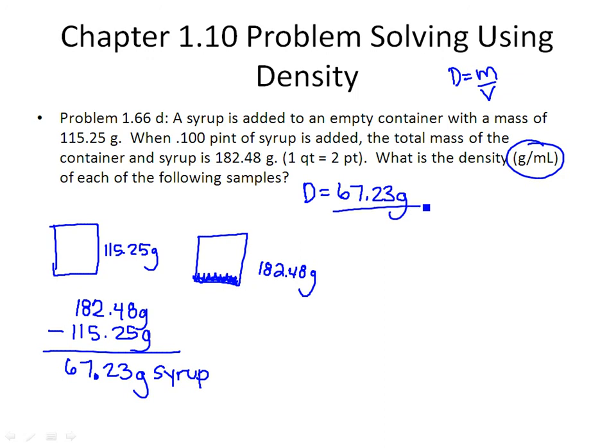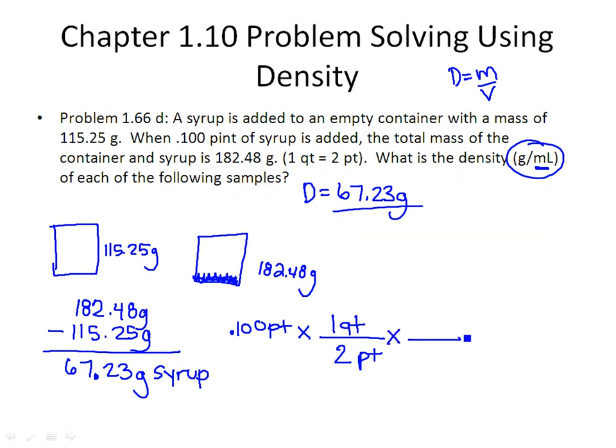We're given the pint of syrup, and we need to go from pints to milliliters because we have to use milliliters as our unit for volume. If we write out what we know, we have 0.100 pints. We have to have pints on the bottom so that our units can cancel. It tells us that 1 quart is equal to 2 pints, so that's a good place to start because we need a relationship between pints and quarts. So we have 2 pints in 1 quart.